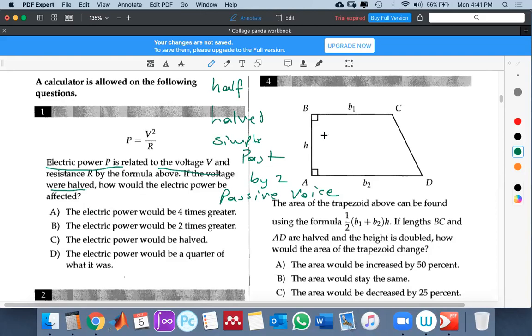Again, boys, simple. P is equal to 1 over R times V squared. R, V, two things. So, electric power P is related to the voltage and so on. If the voltage were halved, that means V over 2, so V over 2 to the power 2. What about R? Is it being changed? No, same. It is also not changing. What is changed? Only this.